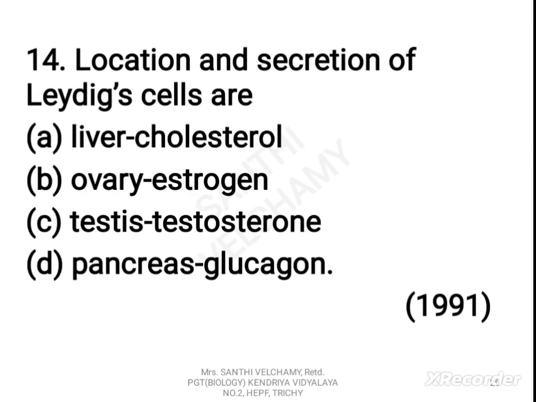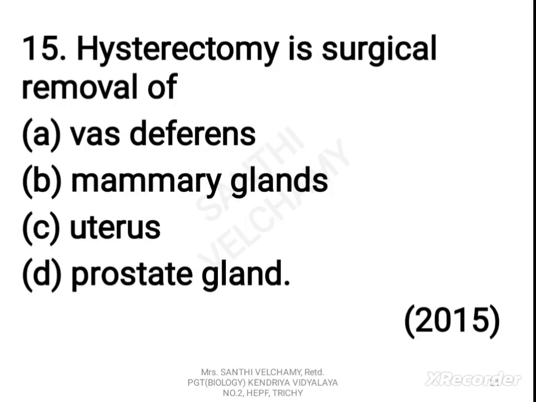Now the next one. Location and secretion of Leydig cells are A. Liver, cholesterol, B. ovary, estrogen, C. testis, testosterone, D. pancreas, glucagon. Location and secretion, it has to be matched correctly and you tell the correct answer. Which option is correct? The correct option is C. Testis, testosterone is the correct option. Now let us go to the next one.